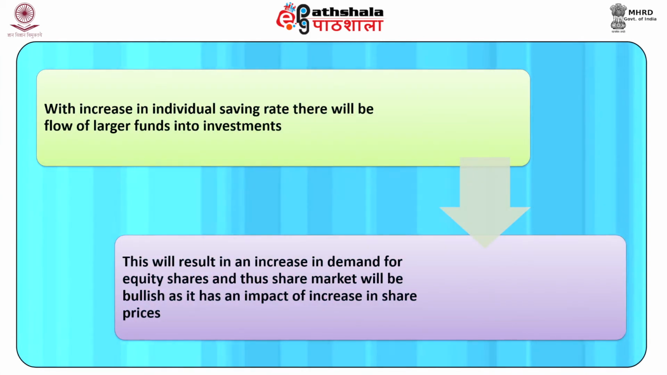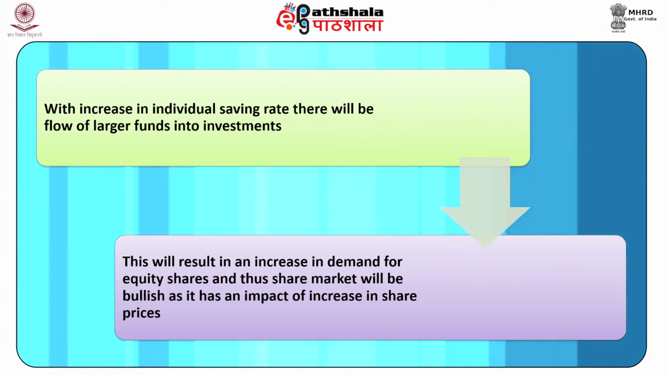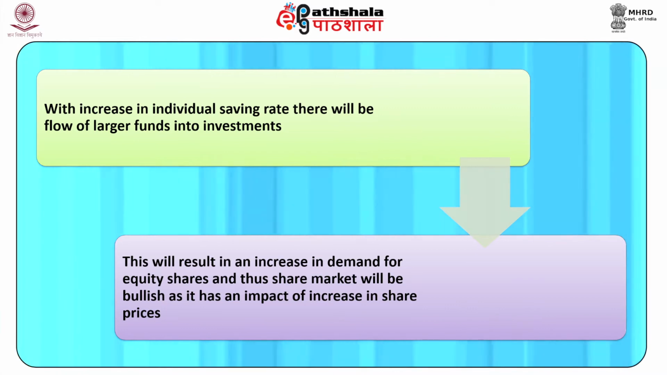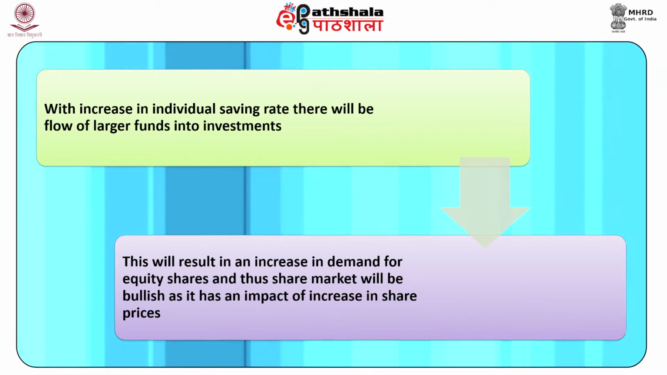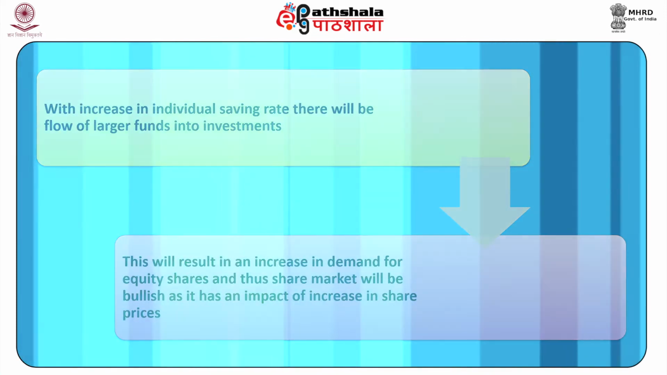Fourth is saving rate. With an increase in individual saving rate, there will be a flow of larger funds into investments. This will result in an increase in demand for equity shares, and thus the share market will be bullish as it has the impact of increasing share prices. On the other hand, a lower saving rate means lesser disposal of funds by households into the equity market, which will reduce the demand for equity. Thus, there will be a reduction in share prices and the market will be bearish.